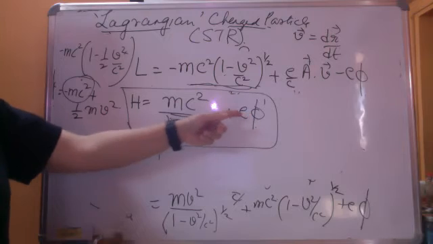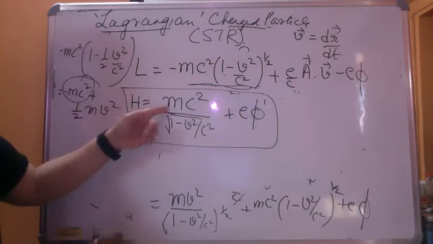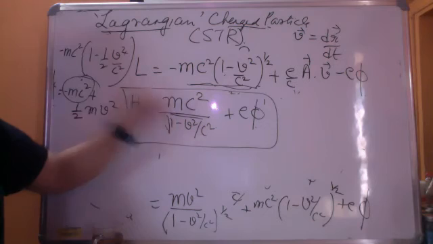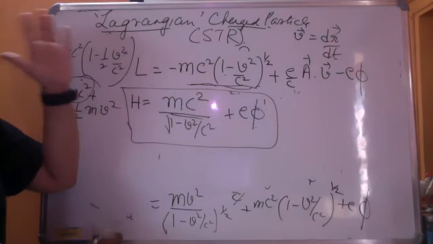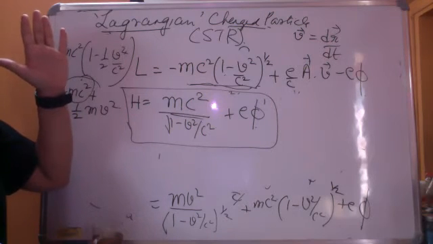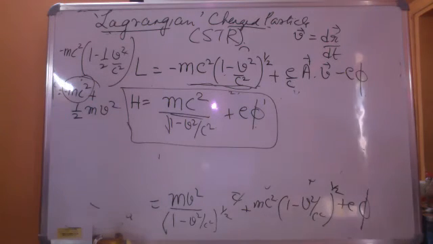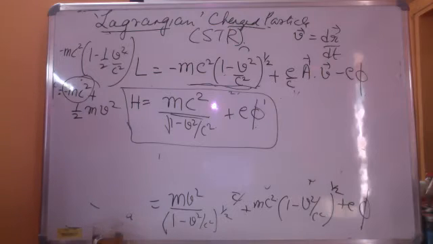Again, for a free particle where there is no interaction, it will reduce to mc² by square root of 1 minus v² by c², which is gamma mc². You've seen that expression for energy when we wrote down the Hamiltonian for a free particle in the beginning. So this again confirms what we've got, right?